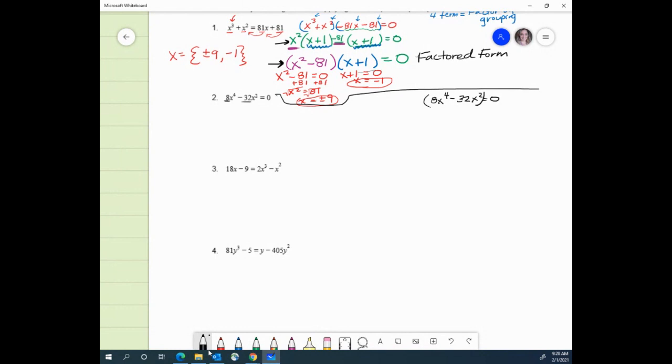And I want to factor out 8 for sure, and an x squared. So what that's going to leave me is x squared minus 4 equals 0. Okay, so I just factored out an 8x squared. Remember, that's the opposite of distribution. So here I've got factored form.